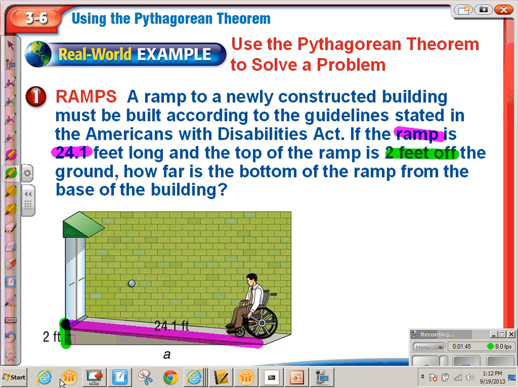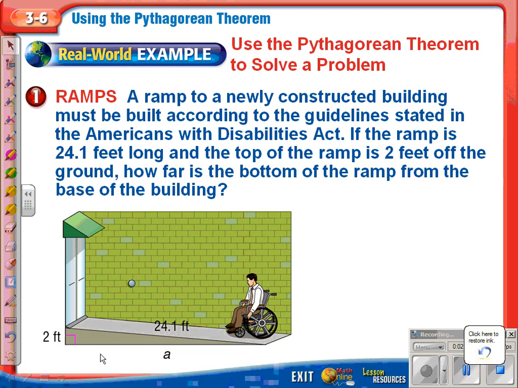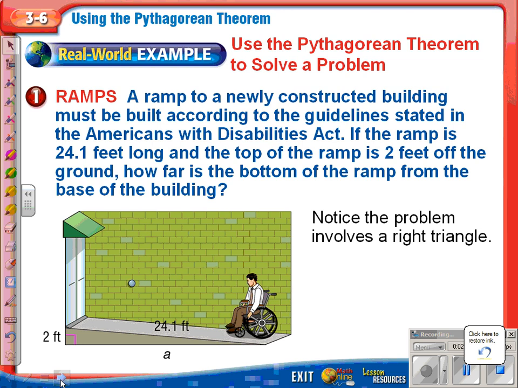How far is the bottom of the ramp from the base of the building? So that's the question. That's going to be from this point all the way to the base, or the bottom, of the ramp. So first of all, we just have to understand what question is being asked. This problem does involve a right angle.